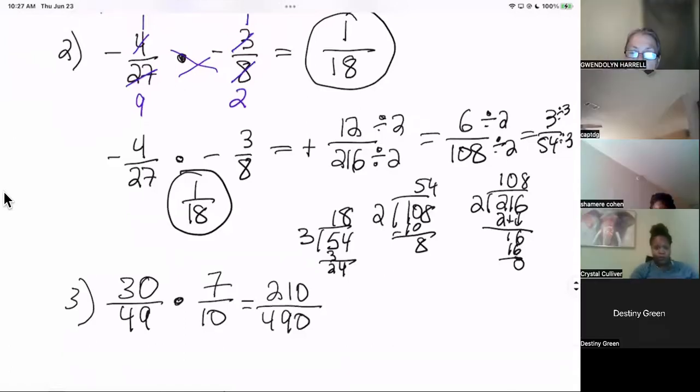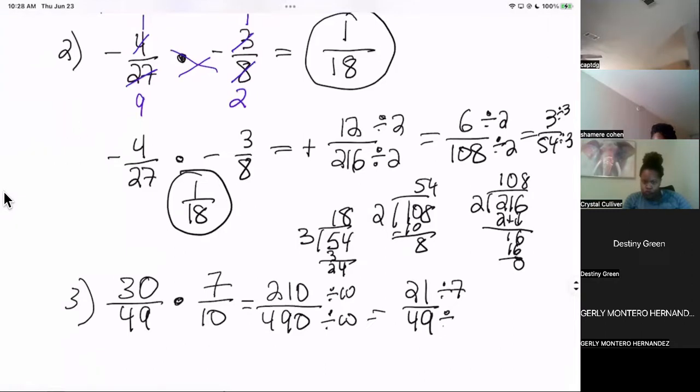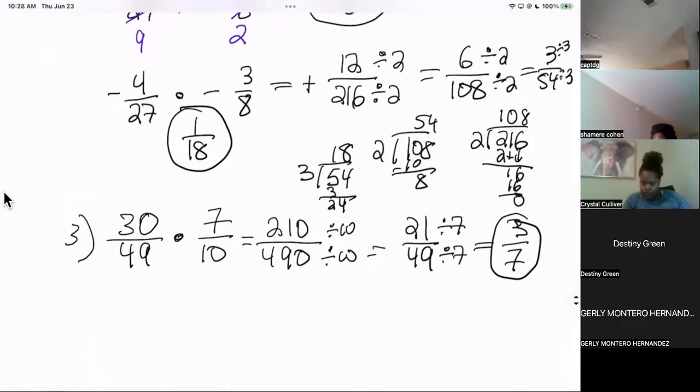And then I would have to start simplifying. I know I could divide both of them by 10, at least to start. 21 over 49. And then can I simplify any more? Yes, I can divide both of them by 7. That would be 3 over 7. And that should be your final answer. The answer is the same either way, but that would be a way to do it.